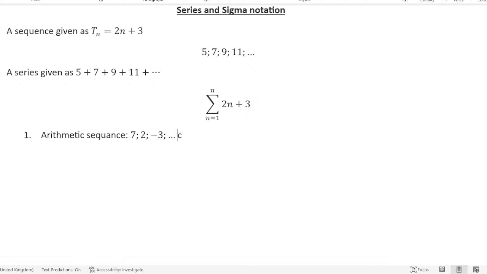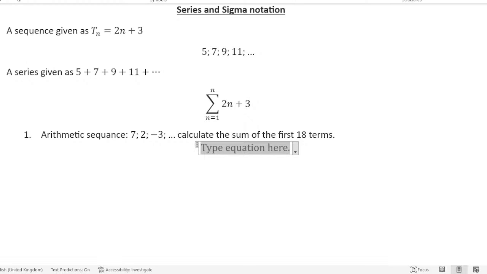Calculate the sum of the first 18 terms, right? So what we need to do here is figure out the value of a and the value of d, because this is an arithmetic sequence. By observation, a is always the first term. A in this case is 7. So the value of a is 7.